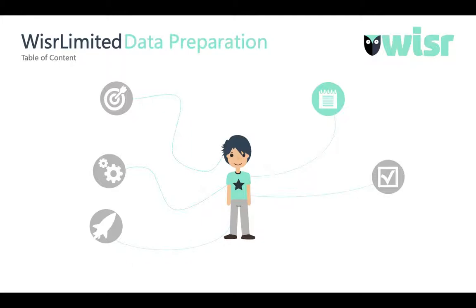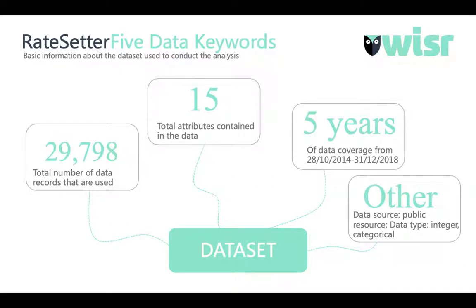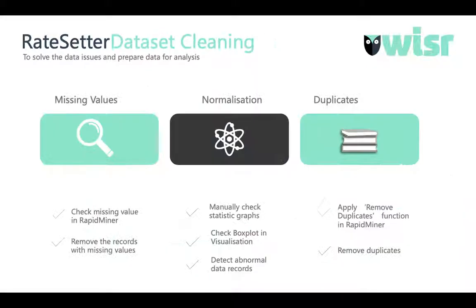Now I'm going to talk about data description. We got the data from the website of RateSetter, which means it's from a public data resource. The original dataset we got has 15 attributes, which include about 30,000 examples in total, ranging from 2014 to 2018.